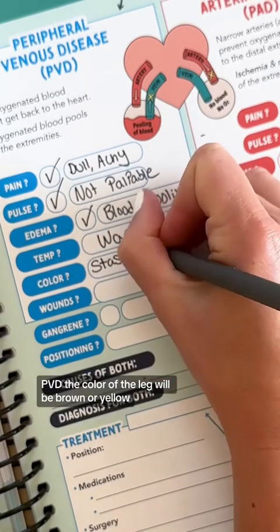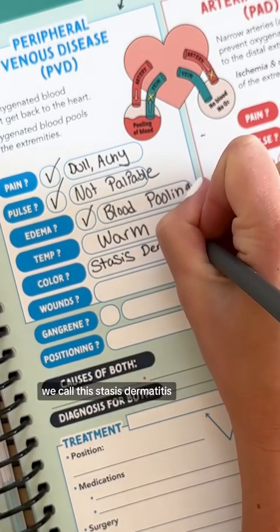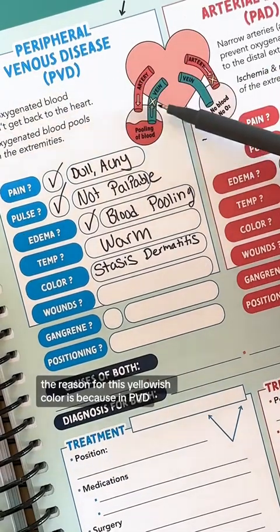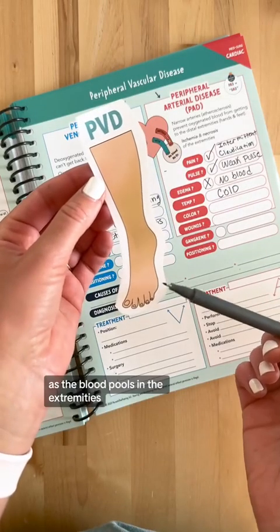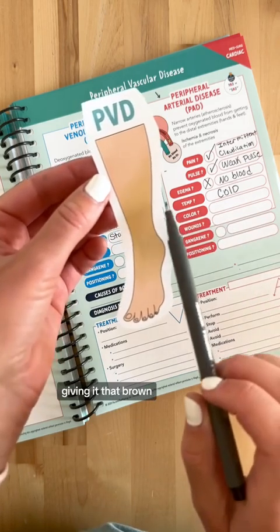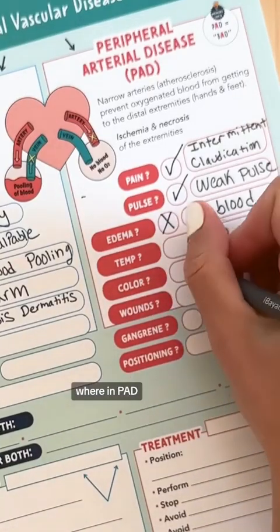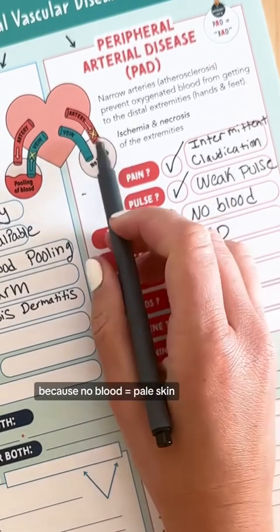Next is color. PVD, the color of the leg will be brown or yellow. We call this stasis dermatitis. The reason for this yellowish color is because in PVD, remember the blood is pooling. As the blood pools in the extremities, the cells break down, leaking iron, giving it that brown, yellow appearance like seen here. Where in PAD, the legs will be pale because no blood equals pale skin.